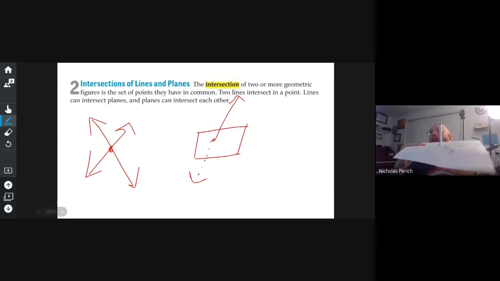And so I stabbed my pencil, or my pen, through a pencil. This pen intersects the plane at the stabbing point. We'll call it S, at point S for stab. Okay, so the line and the plane intersect.